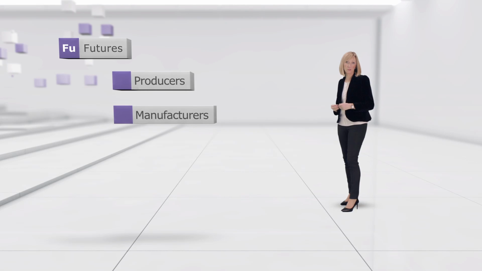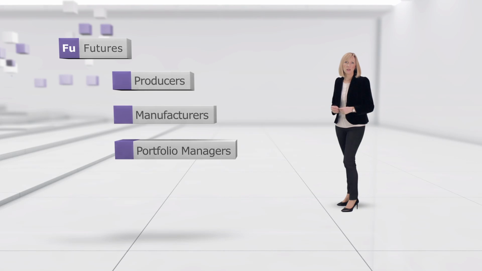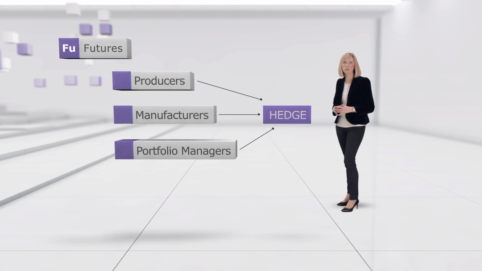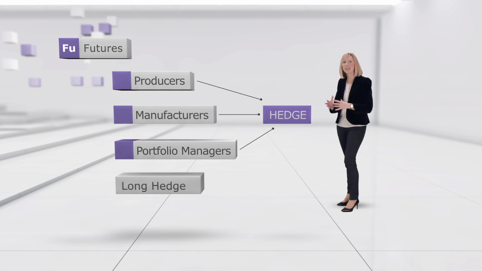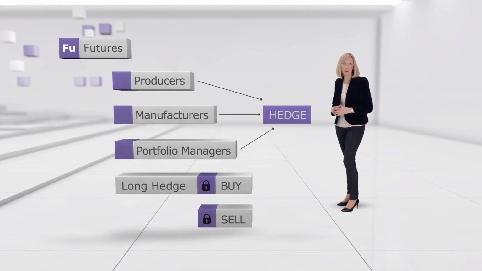Producers, manufacturers and portfolio managers can make use of the futures market to hedge the price risk of commodities that they need to purchase or sell in order to protect their profit margins. Businesses employ a long hedge to lock in the price of a raw material that they wish to buy sometime in the future. To lock in a selling price for a product that they wish to sell in the future, a short hedge is used.